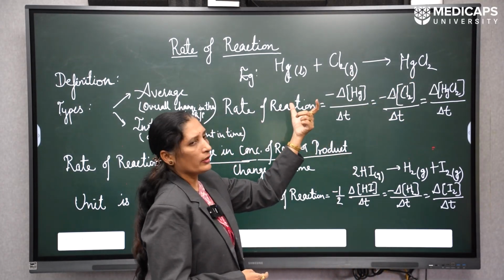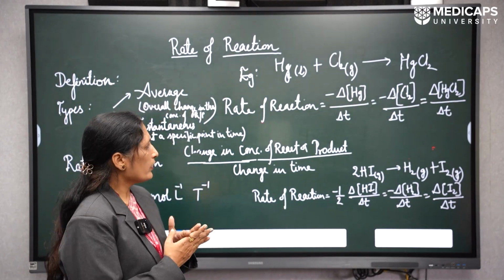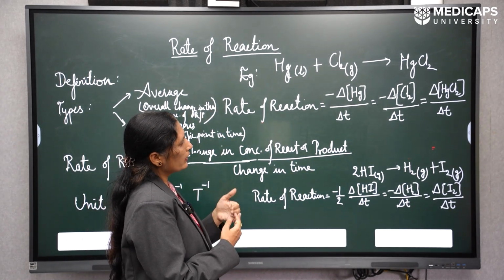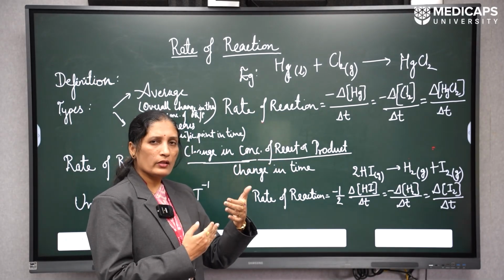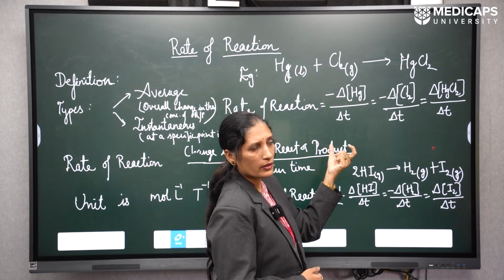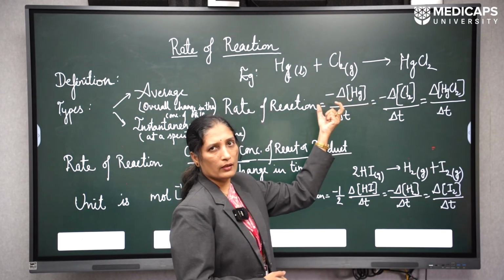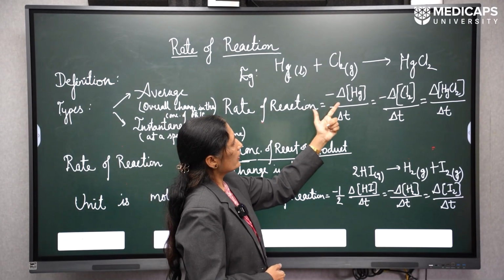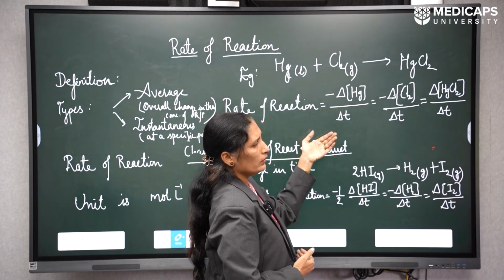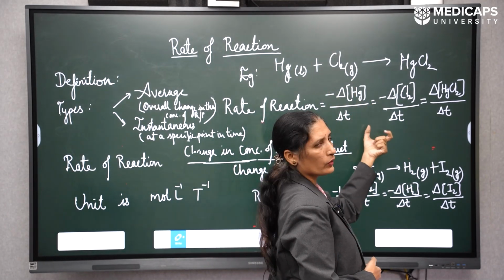In terms of the reactant and the product, as we know, the rate of reaction is the change in the concentration of reactant or product. In a particular chemical reaction, there is a decrease in the concentration of reactant and an increase in the concentration of product. So we write a minus sign here. Why the minus sign? Because here there is a decrease in the concentration of mercury, which is the reactant. So the minus sign indicates the decrease in the concentration of reactant with respect to time. Then consider the decrease in the concentration of chlorine with respect to time.